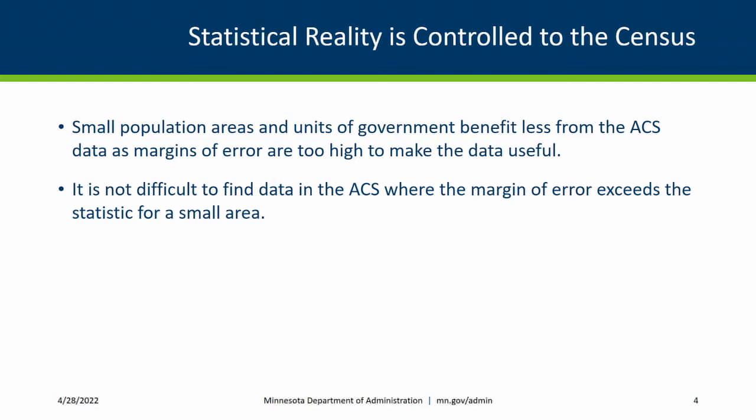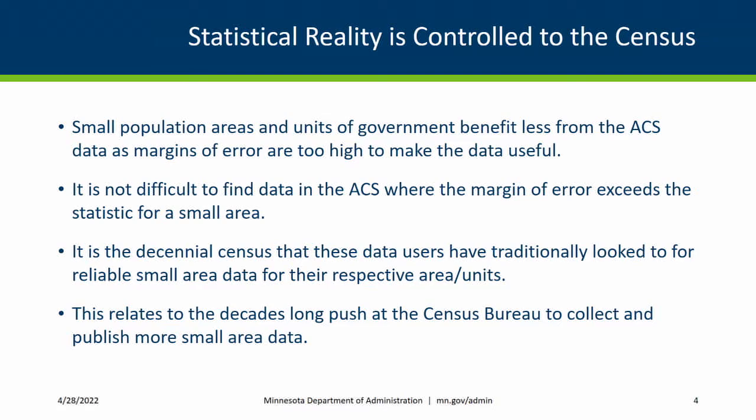The statistical reality is connected to the census in a lot of ways. Small population areas and units of government benefit less from the ACS than larger areas. It's not difficult to find in our rural areas places and data where a statistic from the American Community Survey has a margin of error that exceeds the statistic for a particular area. So those data are not necessarily useful. So the decennial census becomes the point from which the small areas really understand themselves and understand their relation to the larger world.